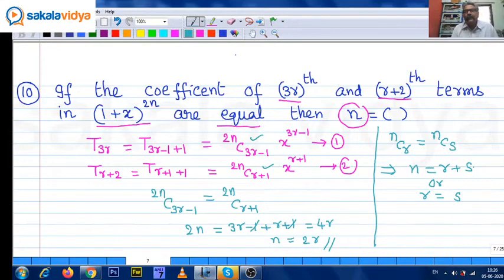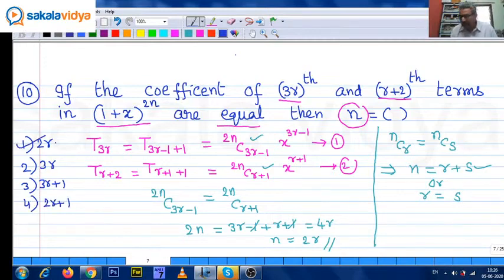One of the options, actually I will give the options also. Here see. First option is 2r. Second option is 3r. Third option is 3r plus 1. Fourth option is 2r plus 1. That means first option is the right option.